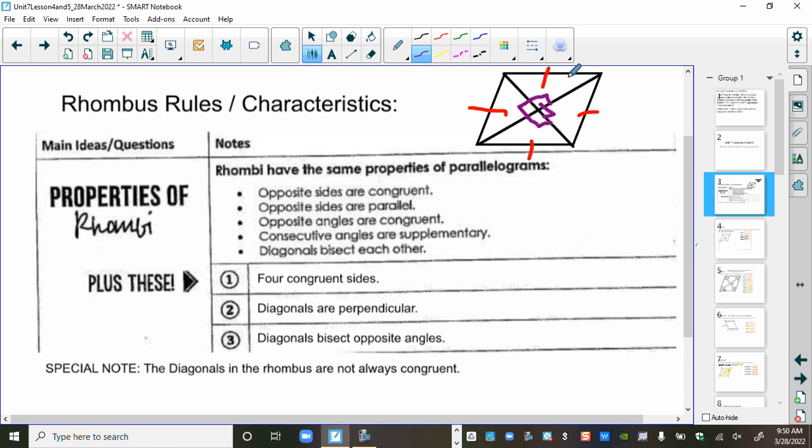Also, the diagonals bisect these outer angles, the opposite angles. So when it's bisecting, that means, let's say if this angle is, I don't know, 30 degrees, I'm just going to make up a number, then this other angle must also be how many degrees? 30. So that means the diagonals bisect the opposite angles. That means these two angles are going to be the same. Now, the diagonals are not always necessarily congruent in the rhombus. So we'll talk about a couple things.